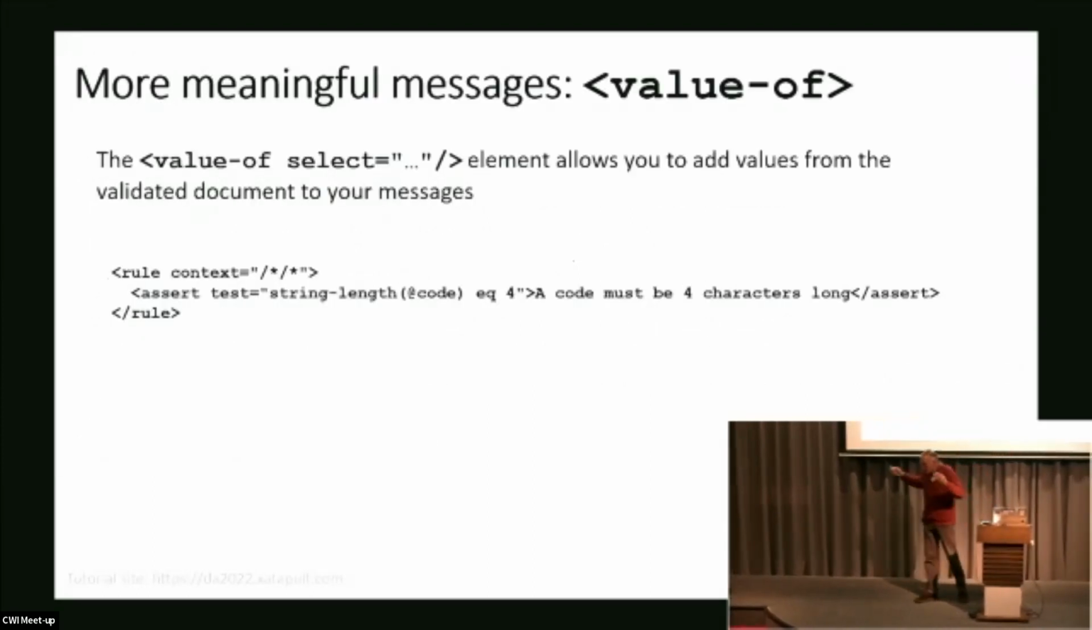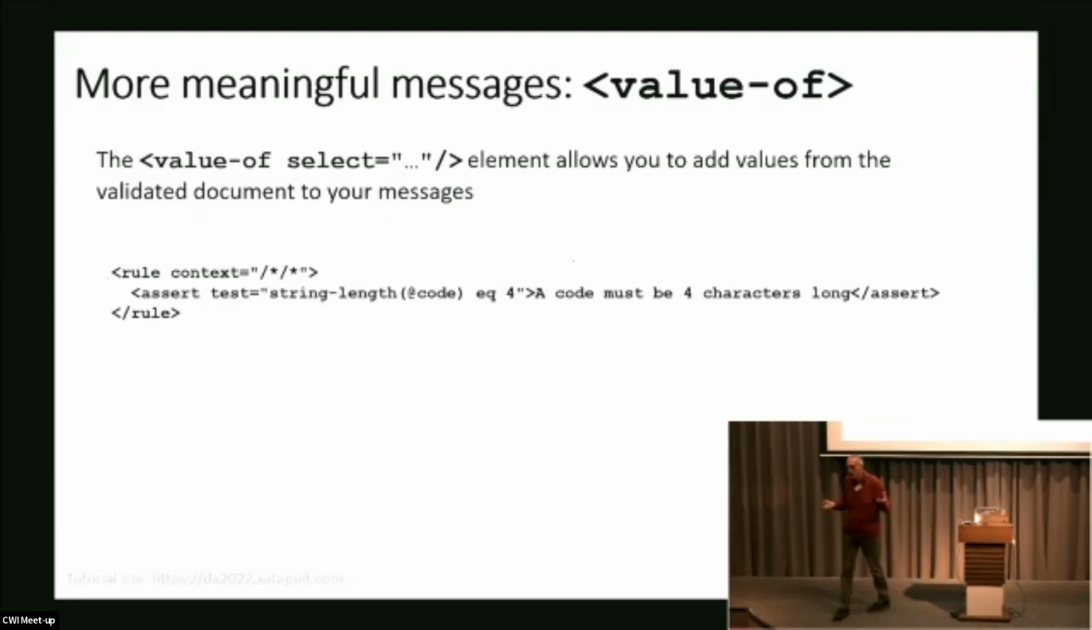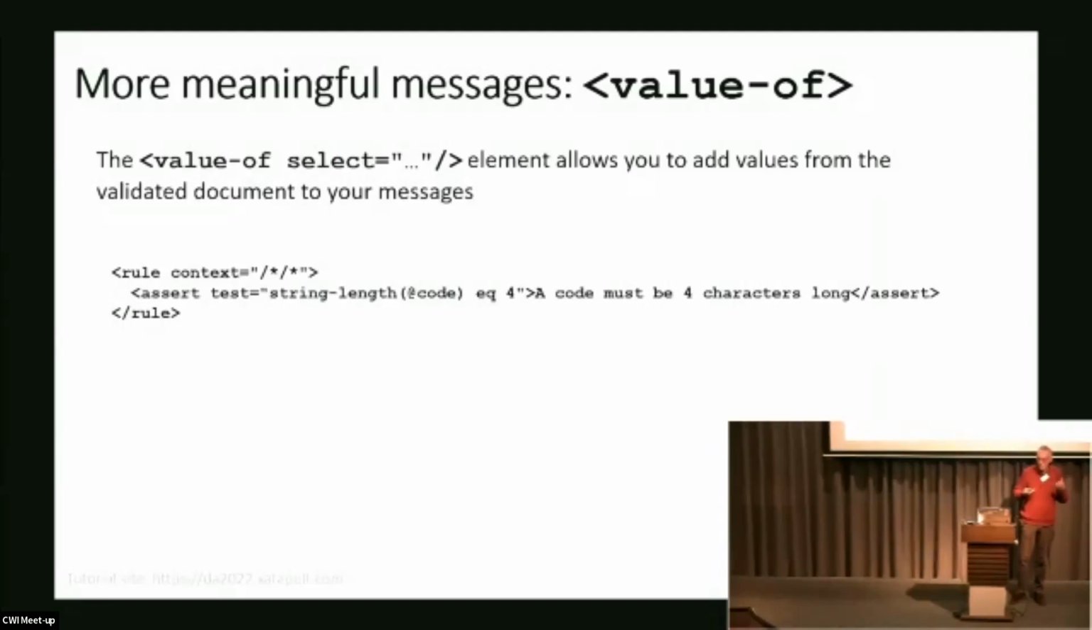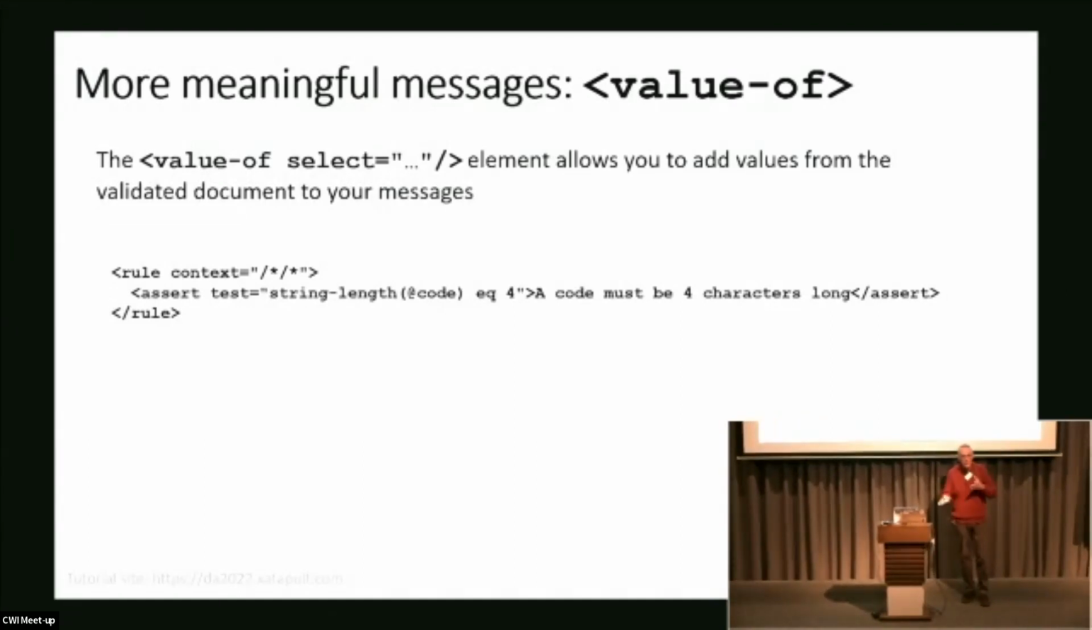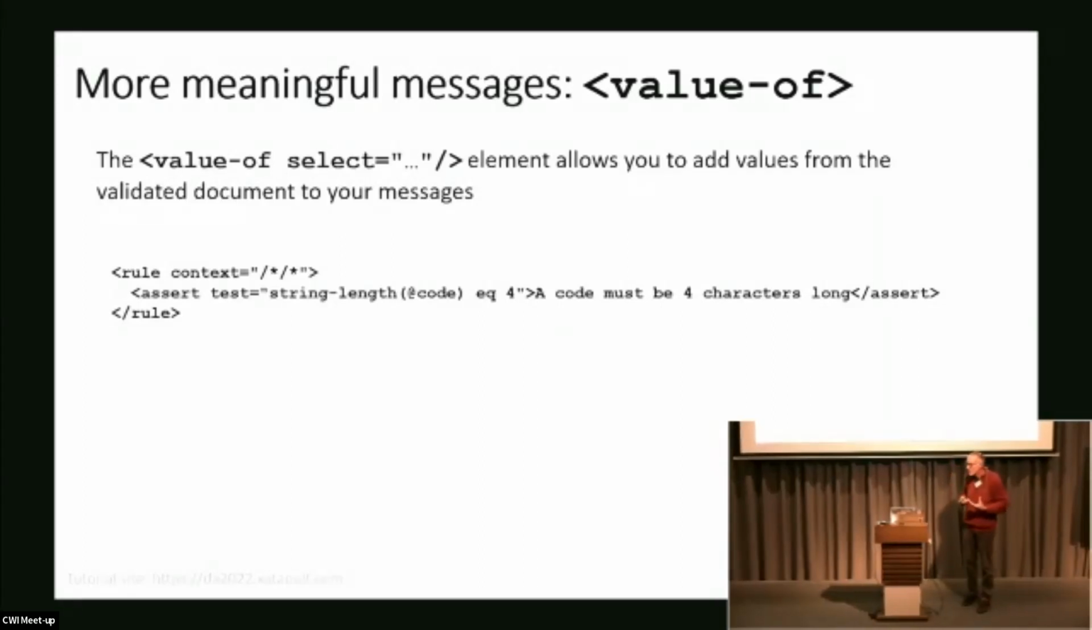All right, so let's make the messages that we output a bit more meaningful. We can do that by inserting values from, for instance, the document we're validating into our messages. For instance, like I do here, we have a test on some code, and we test whether its length is equal to 4, and the message is: a code must be 4 characters long. But it would of course be nice if the original code, which was not 4 characters long, would also be shown in the message, and you want to insert it in the message, which makes your messages better.